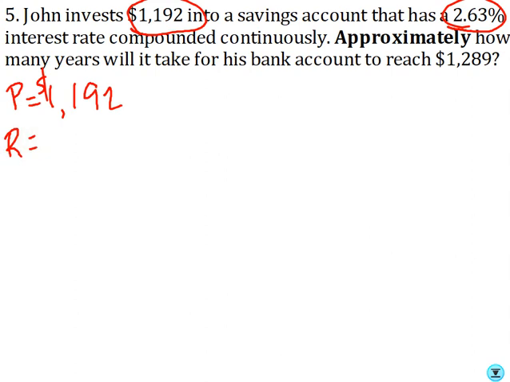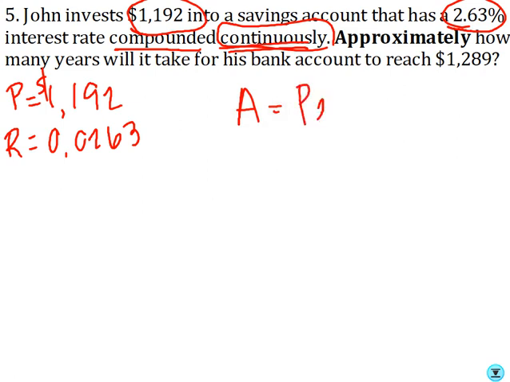So r is going to be 0.0263, compounded continuously. So this continuously tells me I'm going to use PERT, P-E-R-T. Remember, e is a number here, guys. It's just like pi. It represents another number. It's approximately 2.71, but it's represented as e.